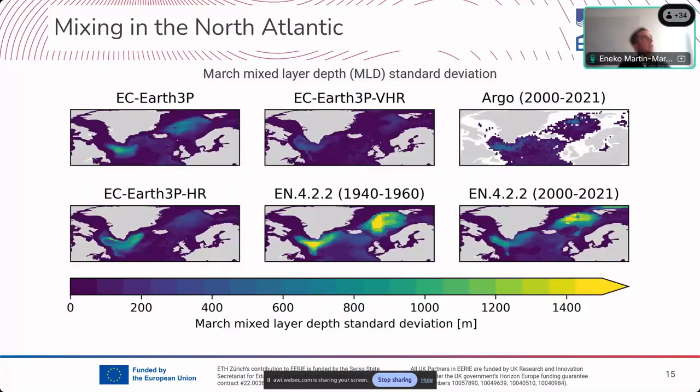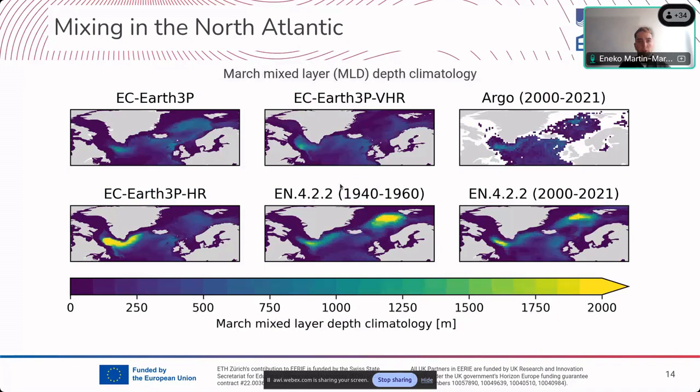So if we compare the standard deviation of the mixing, this gives us an idea about the variability of the mixed layer depth in March. We see that in the case of ECRth VHR, the rich one has a much lower variability than the other two models. And then the variability of the low resolution and middle resolution models, so the eddy-parameterised and the eddy-present one, is more or less of the same order. Something more interesting to see here and in the previous plot as well is that we have almost no mixing in the Nordic seas, opposite to the observation.